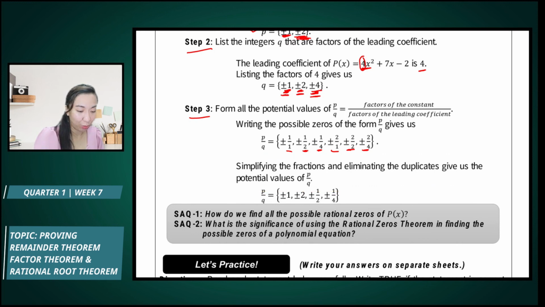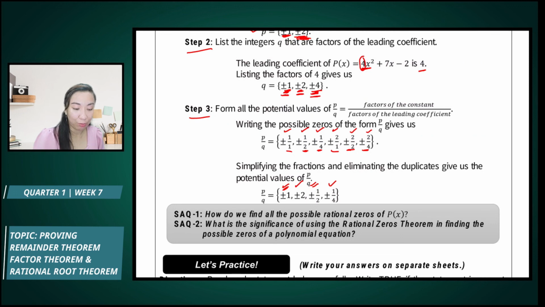So this gives us, of course, 1 divided by 1. And then we have 1 over 2, positive 1 over 2, and positive negative 1 over 4, still positive negative 1 over 4. Positive negative 2 over 1 is equal to positive negative 2, because 2 divided by 1 is 2. Next, positive negative 2 over 2, 2 divided by 2 is still equal to 1, which is already here, so we will not write it again. Then positive negative 2 over 4, if we simplify that, gives us positive negative 1 over 2, which is also already here, so we do not need to write it.